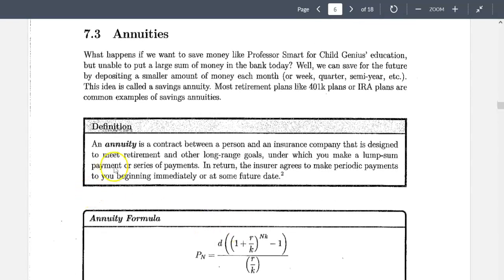Now, an annuity is a contract between a person and an insurance company that is designed to meet retirement or other long-range goals. The difference is that with an annuity you contribute periodically. There's a periodic payment you have to pay. For example, you can choose to deposit into your account every month, every half a year, or every year, for a specific dollar amount.